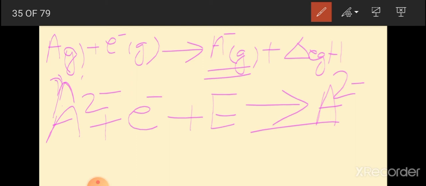So in this process of adding an electron to an anion, we work against the electrostatic repulsion between the electron being added and the negative charge of the anion. This is negative, this is negative, so what will it show? It will show the repulsive force. Repulsion will occur here.